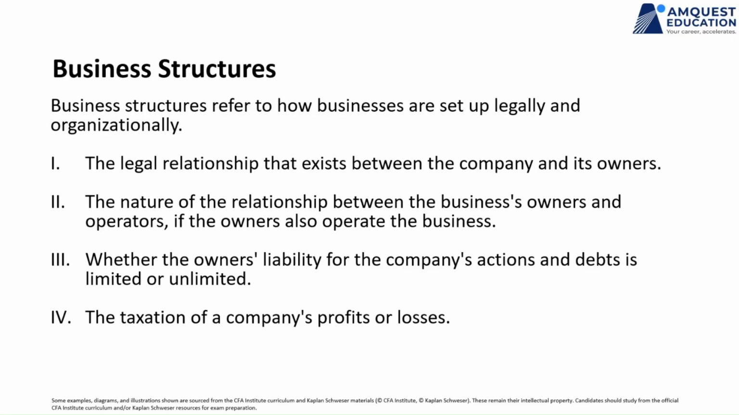Now, when we say organizational structures, every geography has a different framework to establish businesses, right? To set up businesses and operate those businesses. The framework which exists in any specific geography is basically the business structure. What is the legal form? What is the organizational structure? What are the tax implications around such a structure? So the legal relationship that exists between the company and its owner is typically a business structure. The nature of this relationship between the owner and the operator, and if the owners also operate the business, is also defined under the same clause.